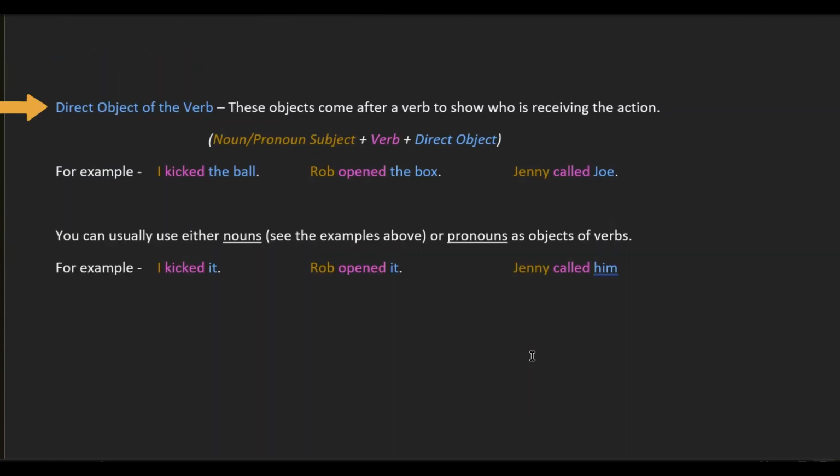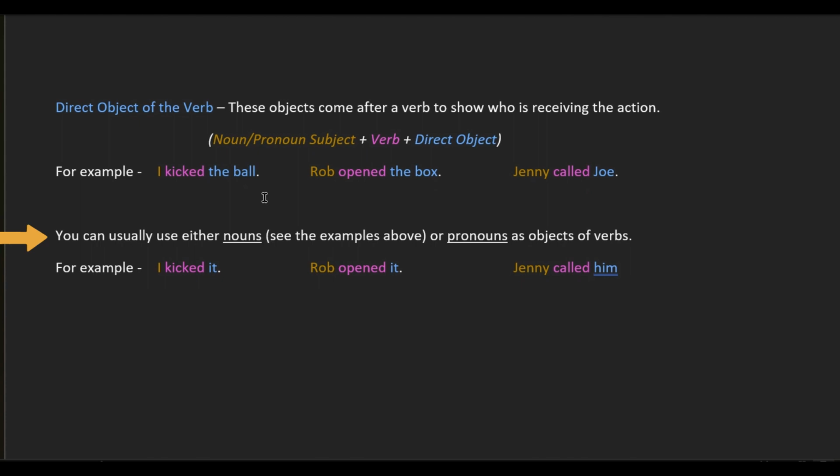The next type of object is a bit more complicated, and that's the object of a verb. So these objects come after verbs to show who's receiving the action. And they generally come in this order. You have a noun or pronoun subject, plus a verb, plus the direct object. For example, I kicked the ball. Rob opened the box. Jenny called Joe.